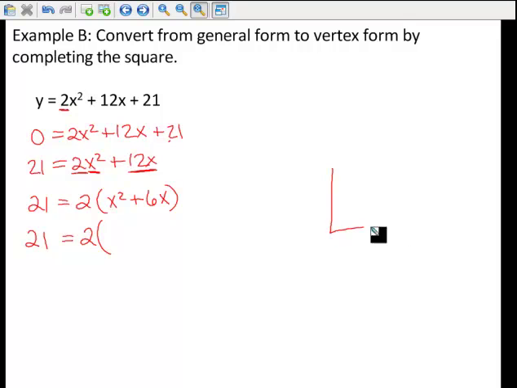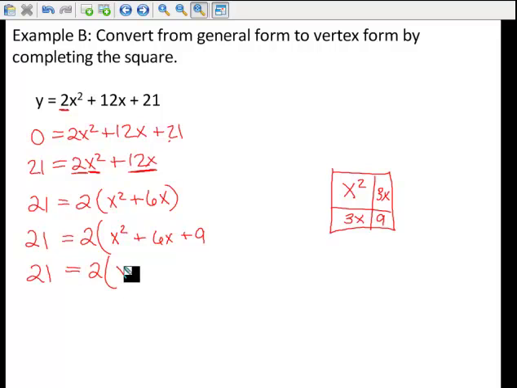So if I draw my boxes, I have x squared, and then these two boxes have to equal 6x, so that's going to be 3x. And 3x, what goes here? Well, that would be 9. Okay, so we have x squared plus 6x plus 9. And then that is going to just give us x plus 3 squared. Alright, so we completed the square there.